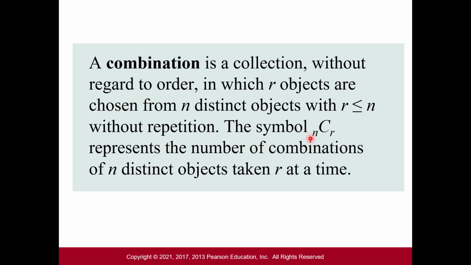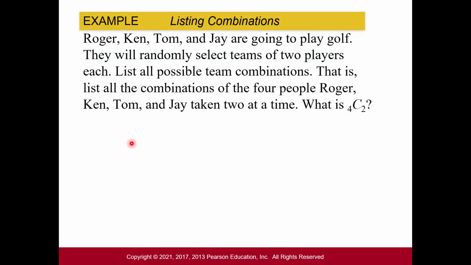And so our symbol, n choose R, represents the number of combinations of n distinct objects taken R at a time. So some people say n choose R, you can say n combination R just to make it very clear that we are doing a combination instead of a permutation. So in this example, Roger, Ken, Tom, and Jay are going to play golf. They will randomly select teams of 2 players each. List all possible team combinations. Okay, so all possible combinations with the 4 people of 2 players each. So what is 4 choose 2?